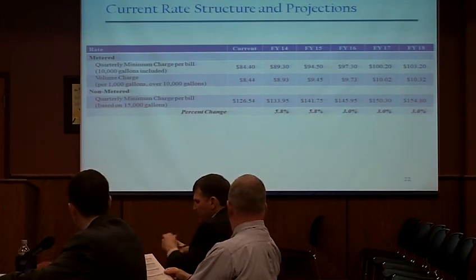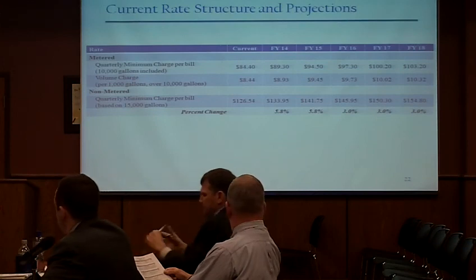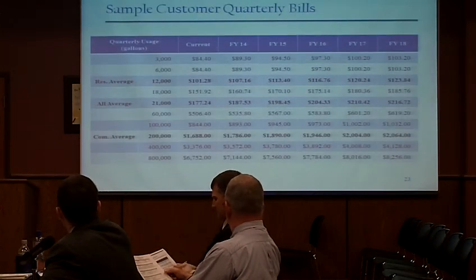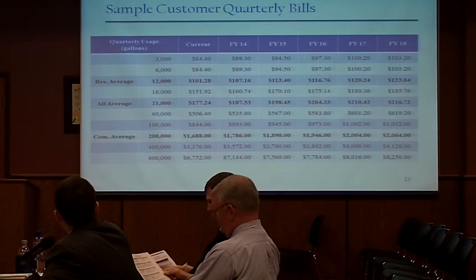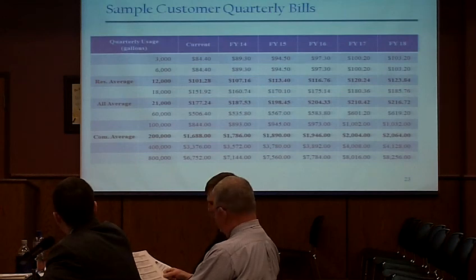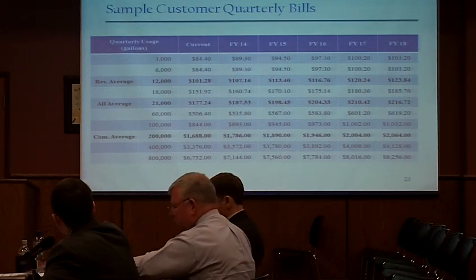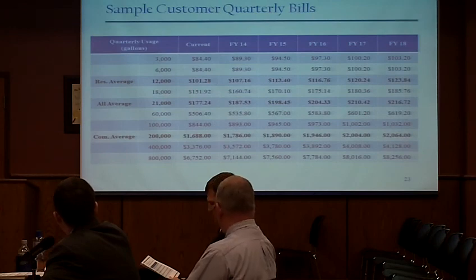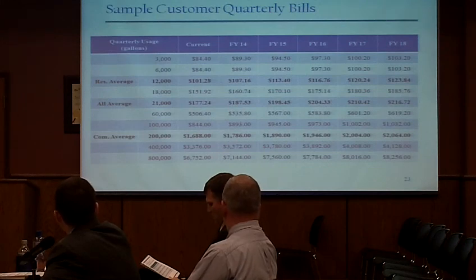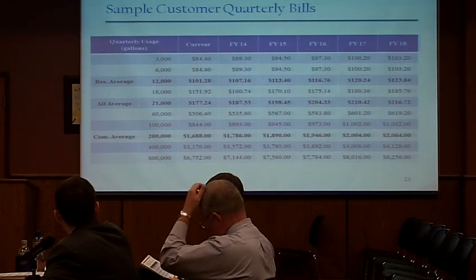Customers don't really care what their rates are, they care what their bill is going to be. So if you go to the next slide, you can see what an actual bill would be. On the left column here is various quarterly usages, with the 3 in bold being your residential average, all customer average, and then commercial average. You can see what their current bill is now, and then what it would go up to in each of the subsequent years. So residential customers are looking at about a $6 increase for 14, $5 or so, and so on and so forth.